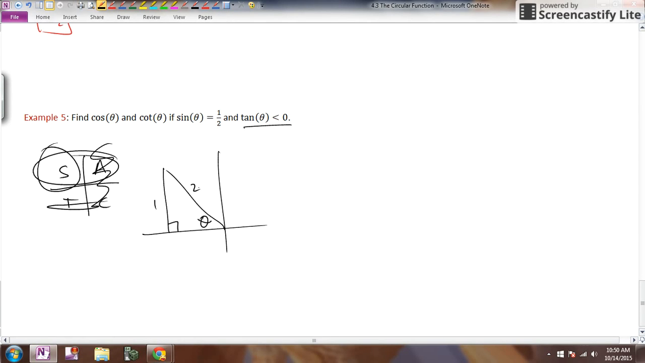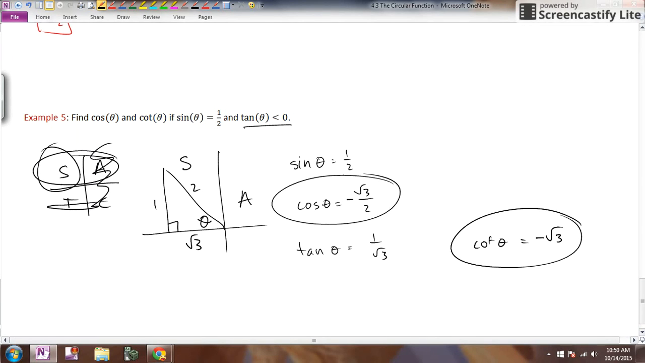And so because I know that, I can do a squared plus b squared equals c squared. So 4 minus 1 is root 3. And I can tell you all the trigs. I can tell you that sine is 1/2. I can tell you that cosine is root 3 over 2. And I can tell you that tangent is 1 over root 3. Oh, they wanted cotangent. So cotangent is root 3 over 1. Now, what should I tell you? All students, only sine was positive. So cosine's negative and cotangent's negative. And there's your two answers.